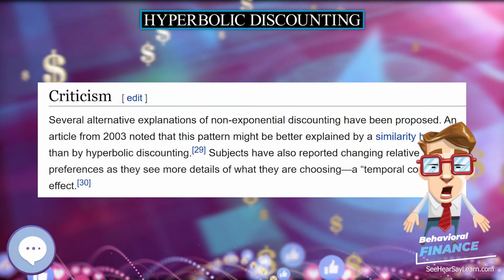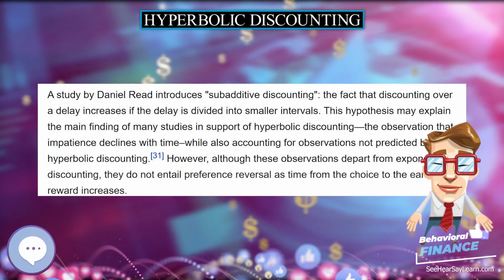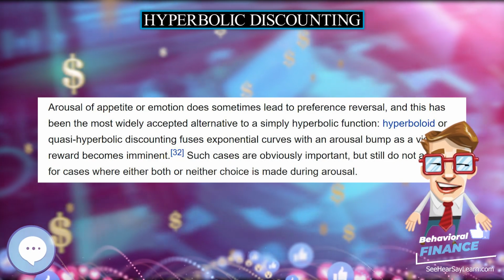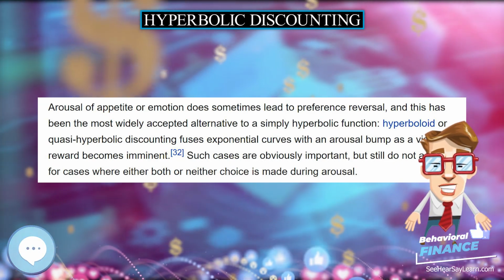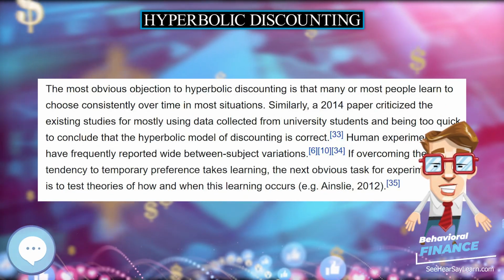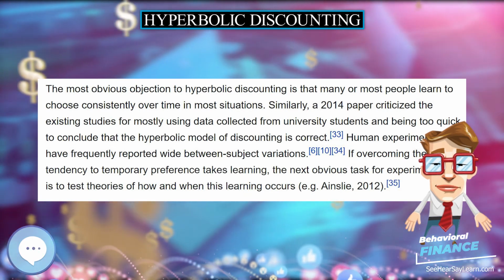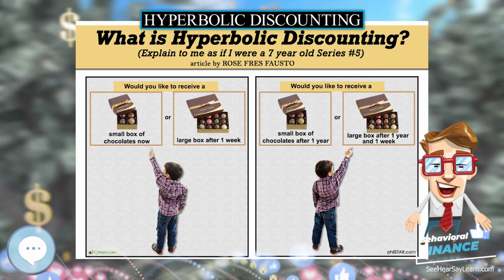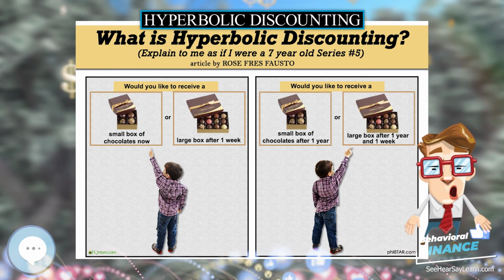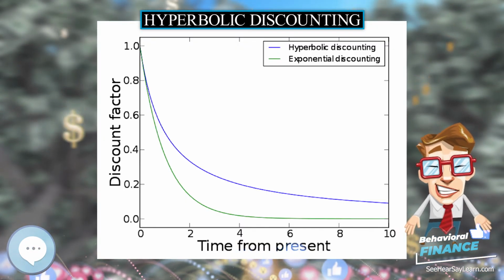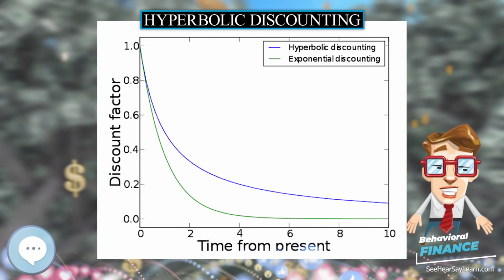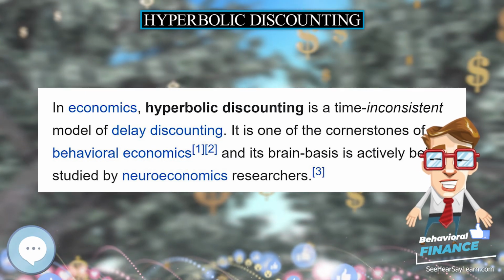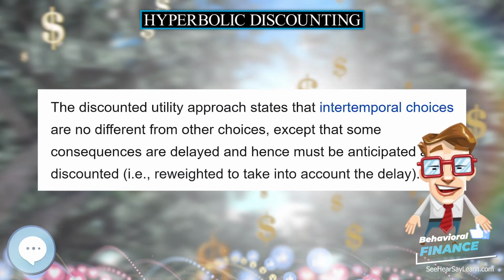However, although these observations depart from exponential discounting, they do not entail preference reversal as time from the choice to the earlier reward increases. Arousal of appetite or emotion does sometimes lead to preference reversal, and this has been the most widely accepted alternative to a simply hyperbolic function. Hyperboloid or quasi-hyperbolic discounting fuses exponential curves with an arousal bump as a visceral reward becomes imminent. Such cases are obviously important, but still do not account for cases where either both or neither choice is made during arousal.